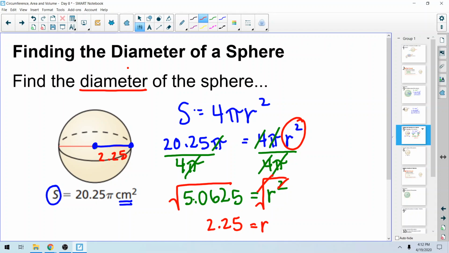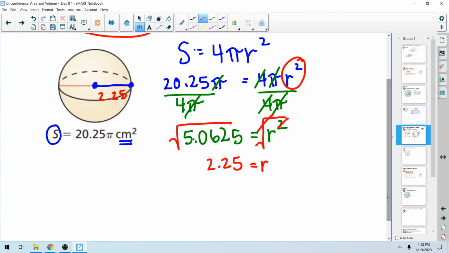But they said they wanted the diameter. So the diameter is the whole way across. So if that's 2.25, then that's 2.25. So we're going to take 2.25 times 2, or you could just add it, 2.25 plus 2.25. So the diameter is 4.5 centimeters.